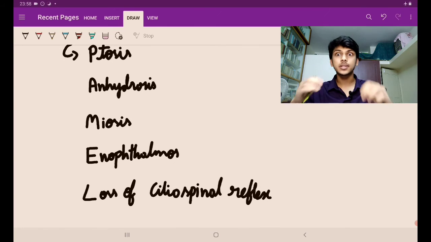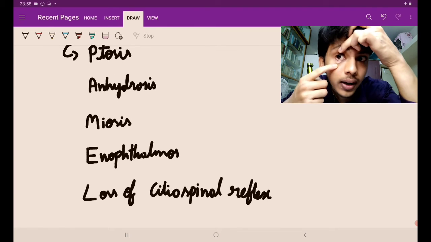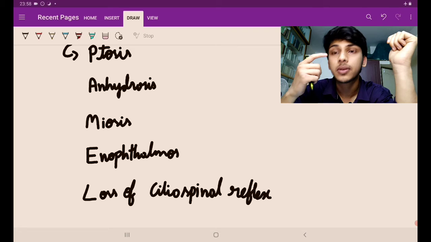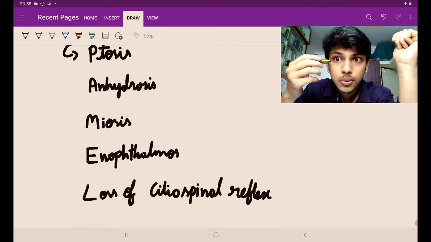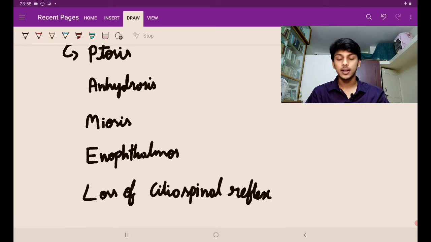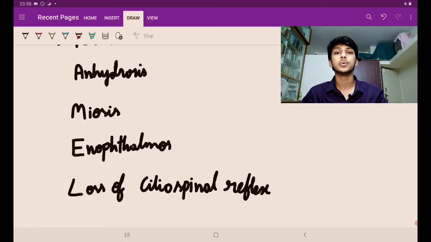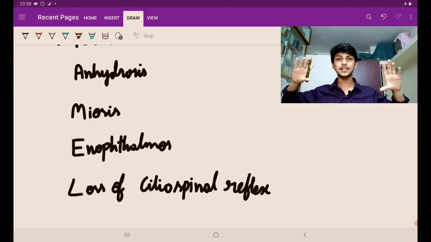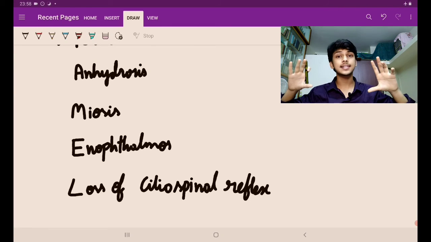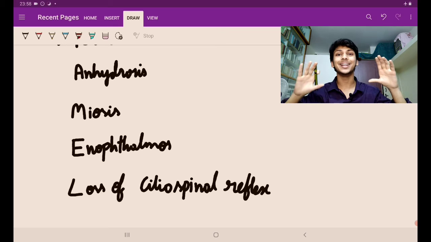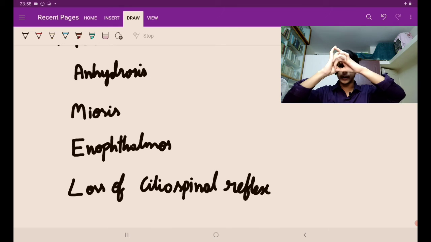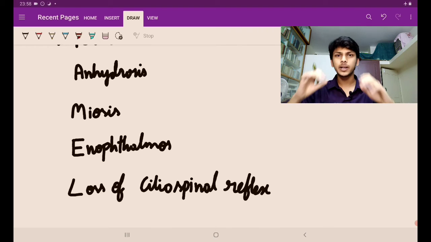Okay. Then there is meiosis. Meiosis matlab there is contraction of pupil. You can't see my pupil because my eyes are dark brown. So the pupil becomes very small. So that is called as meiosis. Opposite of meiosis is mydriasis. The pupil will enlarge. Different cases can present that. We'll be studying that soon. So this happens in meiosis. The pupil will become very small.